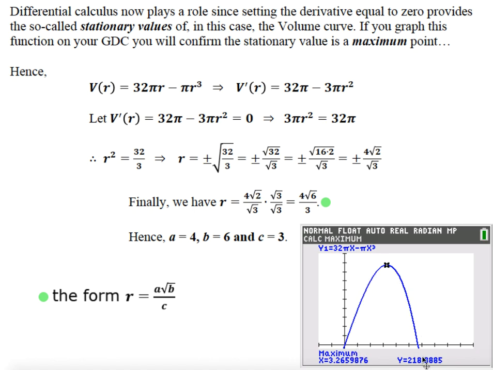Like I said, I threw this into the GDC for what it's worth. This function here is right here, and you see it does maximize at a particular point.